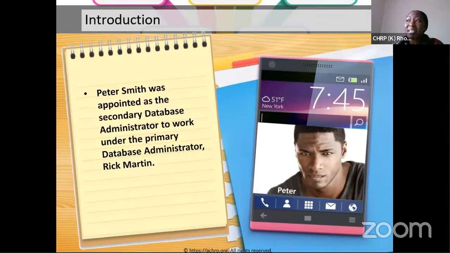And the problem they had is just a problem that we experience in our workplaces. It's not something foreign. It is something that is very real in our workplaces. And we'll also see some of the challenges that we're experiencing and what could have caused that issue. So the gentleman in front of us is called Peter Smith. Peter Smith was a new hire and was appointed, I want you to just take some notes, as a secondary database administrator to work under the primary database administrator, who was his boss, called Rick Martins.